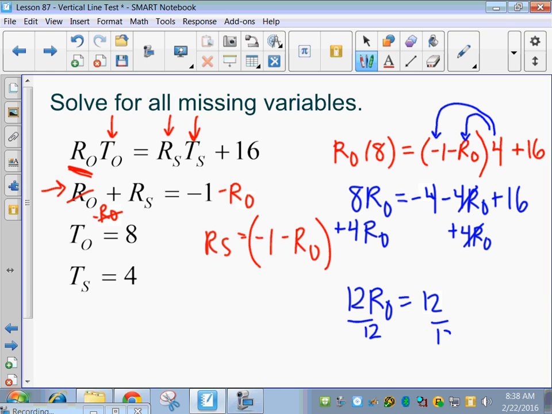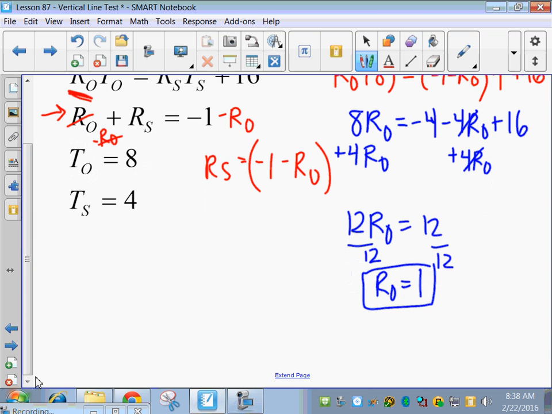Yep. So RO is equal to 1. Have we solved for all of our variables? Are we done? No. So, Alex, what is our S equal to? Yeah, we replace this with a 1. I have a -1 minus the 1 that we plugged in gives me -2. Now we found all the unknowns. All right, so now we're done.